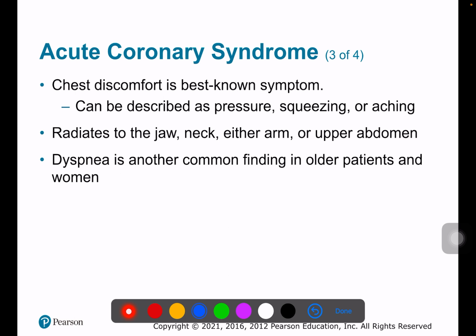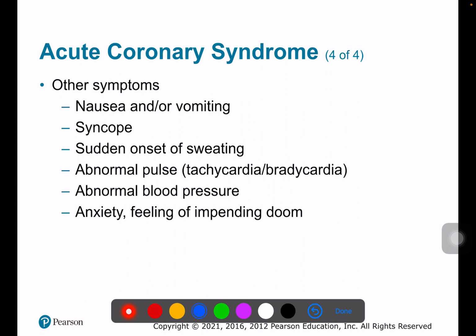And a funny thing with women is women may not even feel chest pain, they're just nauseous. So key phrases: they feel any of these things, pressure, squeezing, aching, but then it radiates to the jaw, neck, either arm, upper abdomen. That is a telltale sign. Dyspnea is another common finding in older patients. Acute coronary syndrome also brings nausea, vomiting, syncope, where they're lightheaded, feel like they're going to pass out or are passing out. Sudden onset of sweating. Some of these guys, when they're having a cardiac event, will be laying in bed sleeping and their bed is drenched instantly. Sudden onset of that sweating.